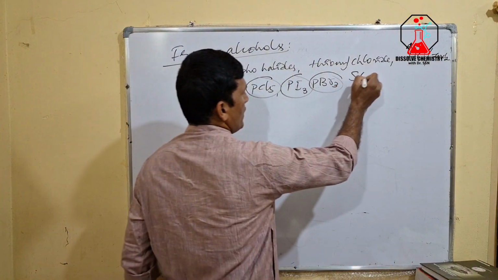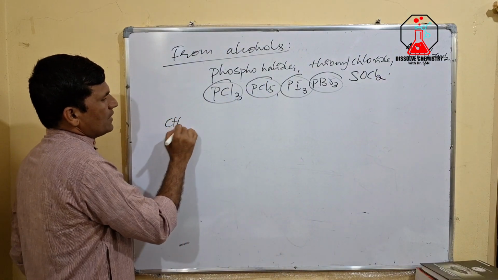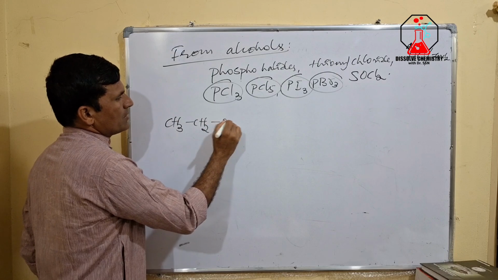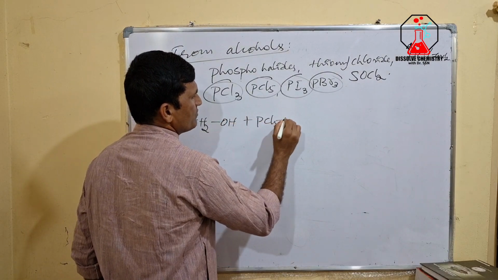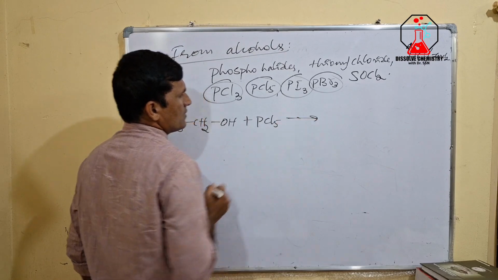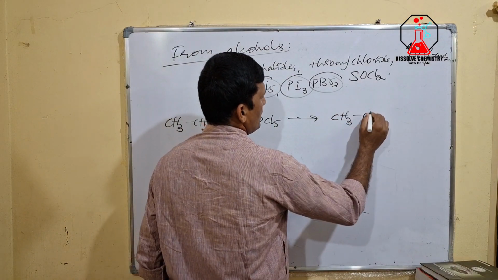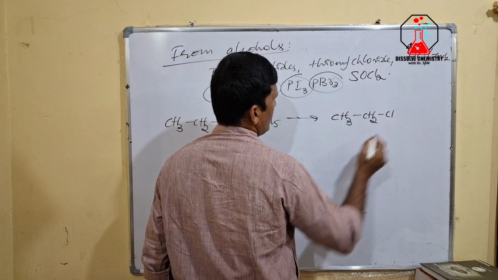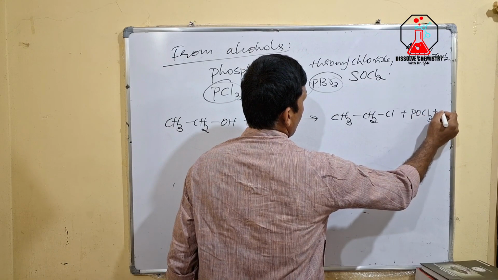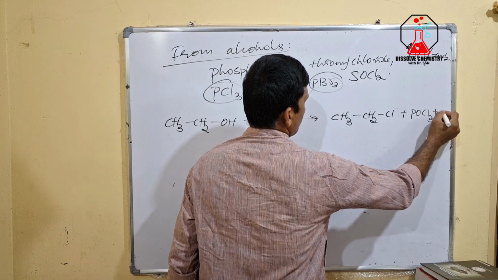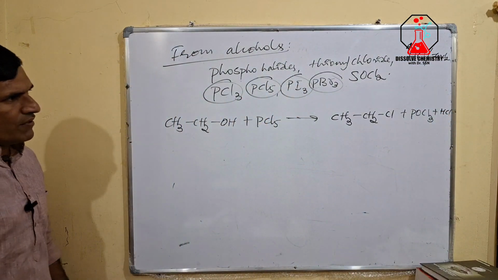And you can use thionyl chloride, SOCl2. Fine. So first we will see CH3CH2OH, ethyl alcohol, and suppose you take PCl5. Then what happens? You will get the product CH3CH2Cl, plus phosphorus oxychloride, POCl3, plus HCl. Those are the other products we get from that.